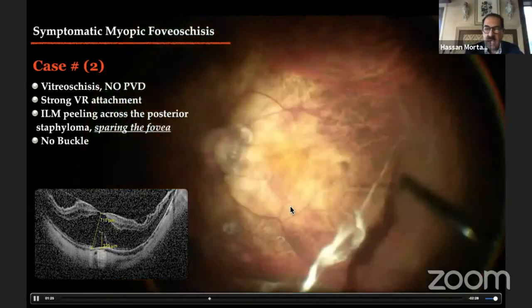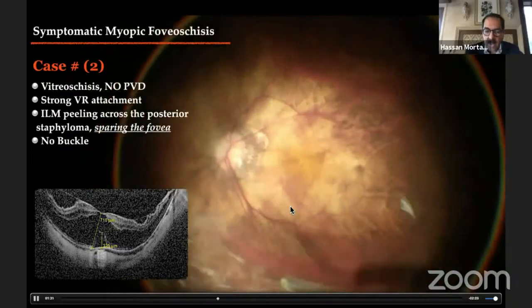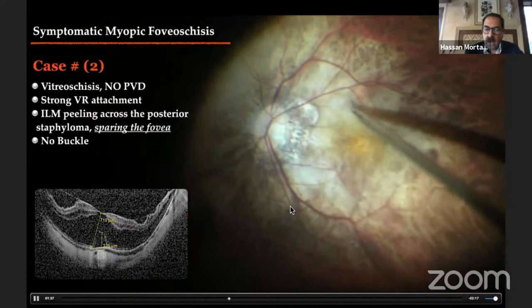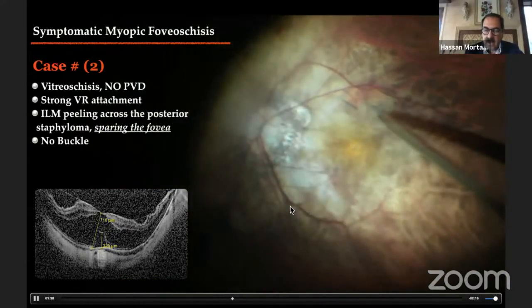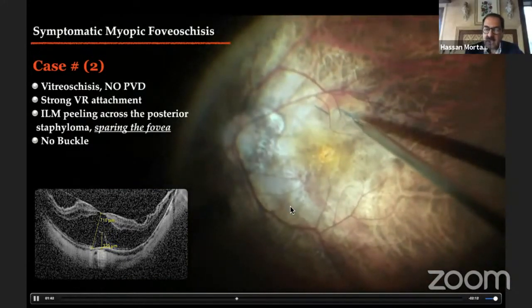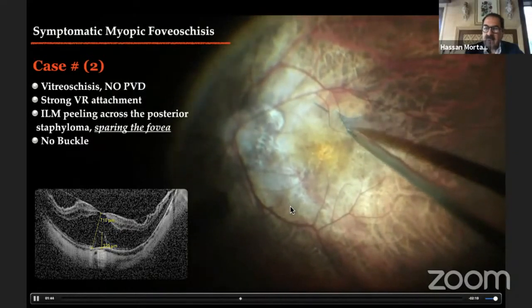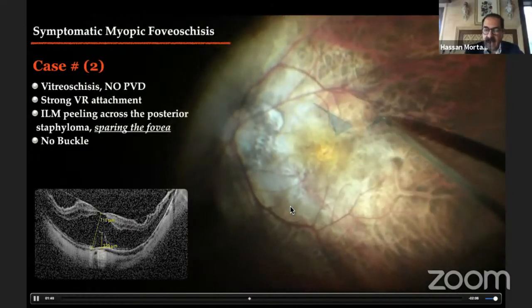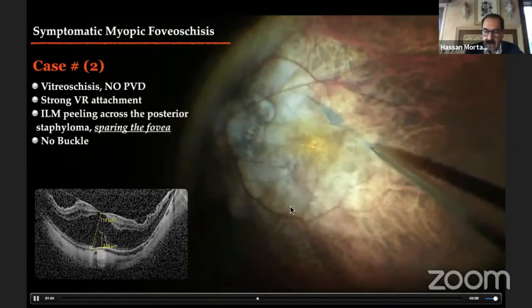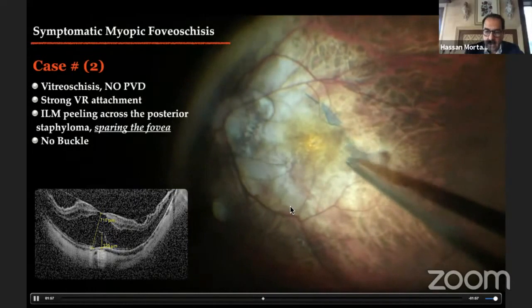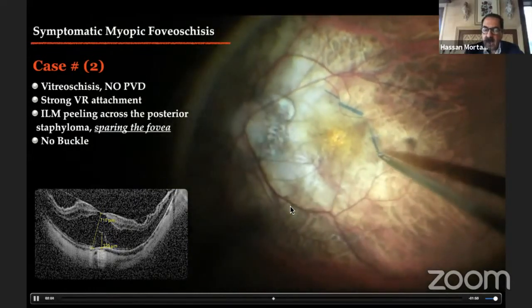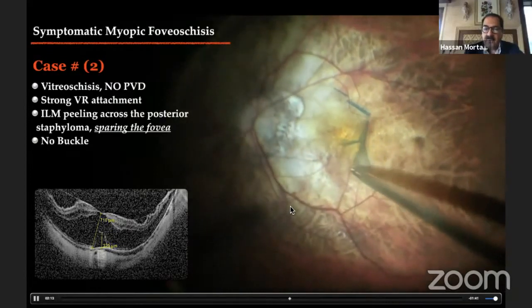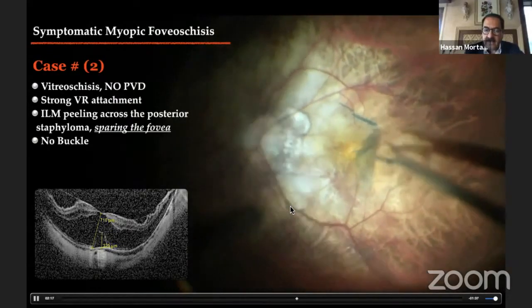So you have to see the peripheral part of what you are peeling. And then the ILM is started to be stained. This is the brilliant blue assisted ILM peeling, trying to fashion the flap. This is a multi-layer flap, or what I call the envelope technique, because you will see we are going to fold the ILM flaps like an envelope.